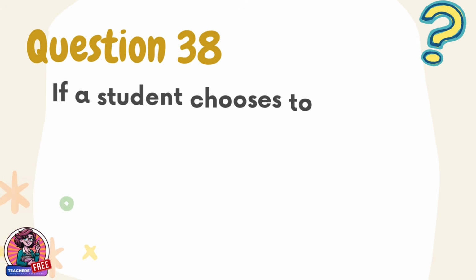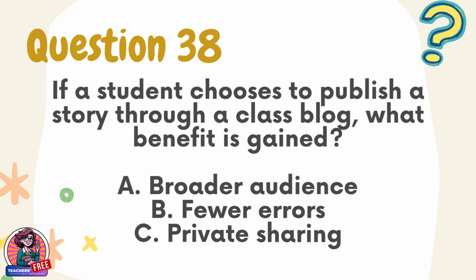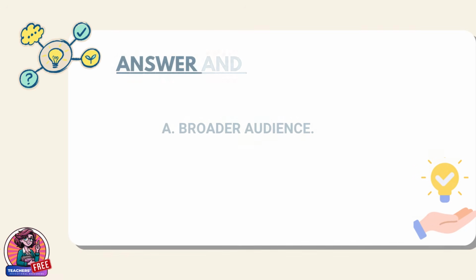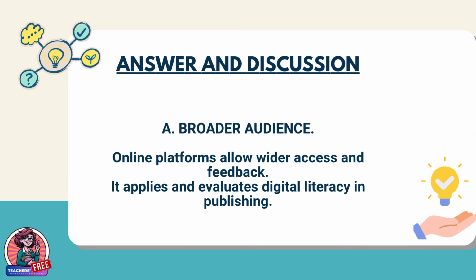Question 38. If a student chooses to publish a story through a class blog, what benefit is gained? A. Broader audience. B. Fewer errors. C. Private sharing. Answer. A. Broader audience. Online platforms allow wider access and feedback. It applies and evaluates digital literacy in publishing.